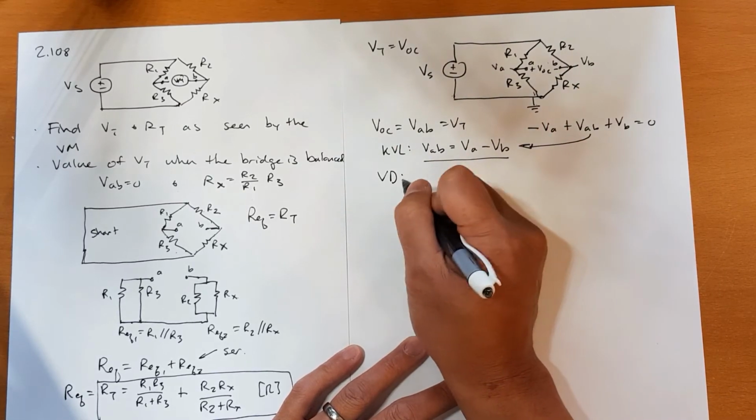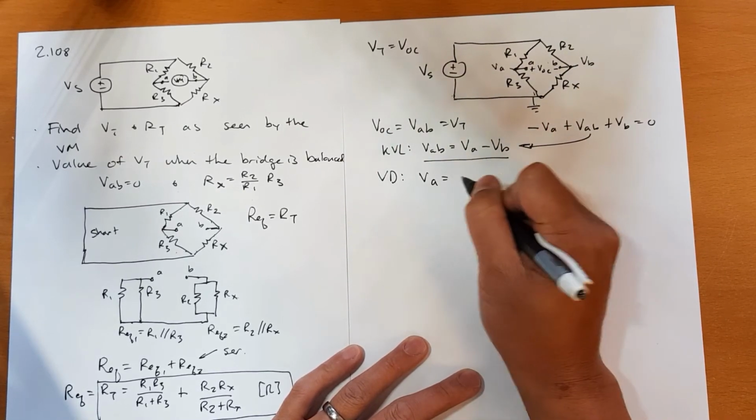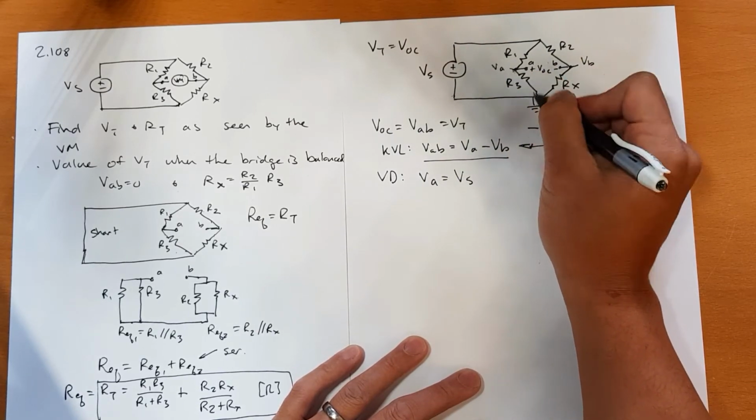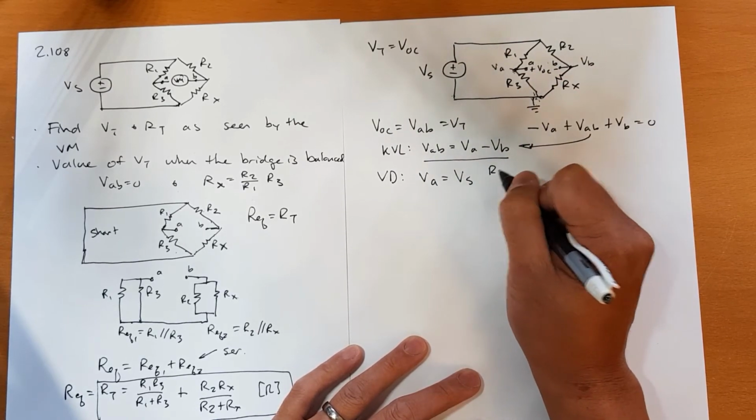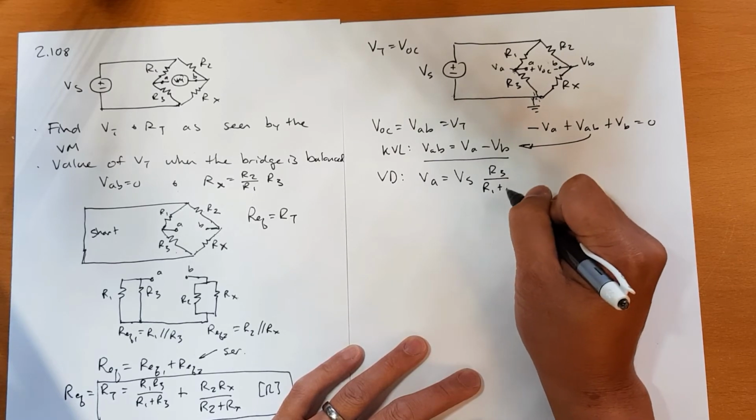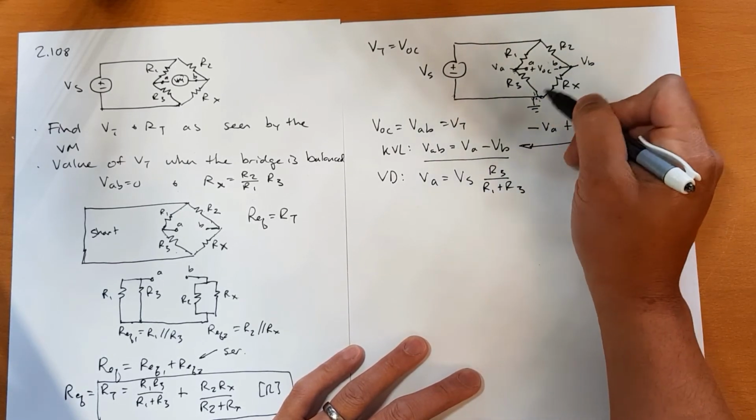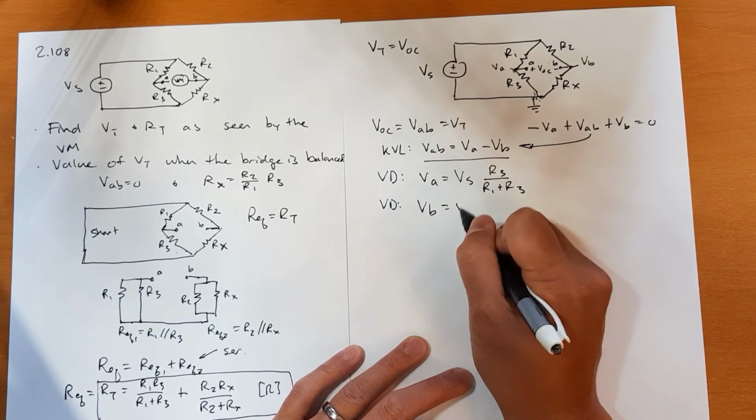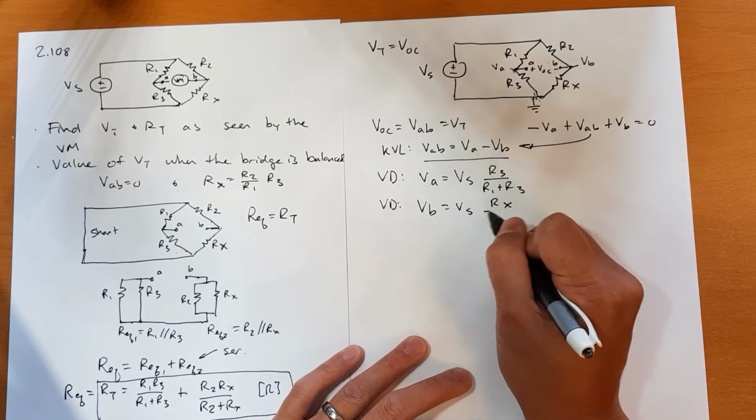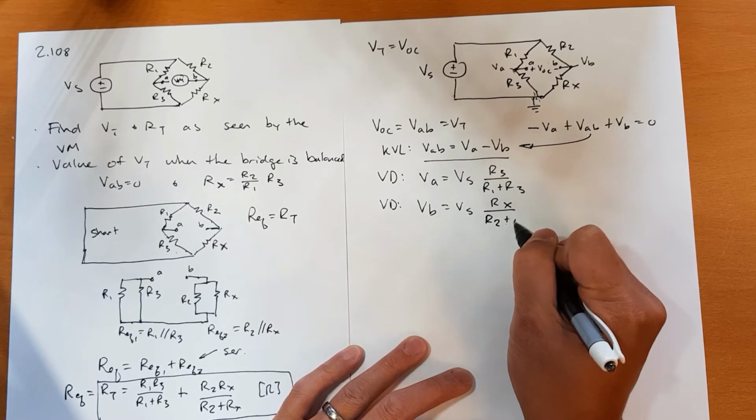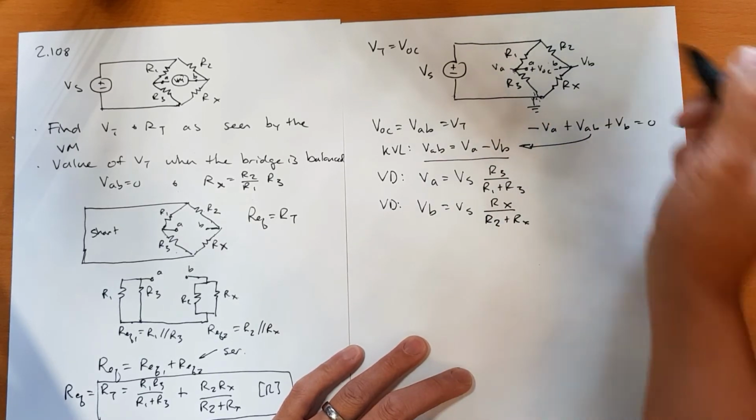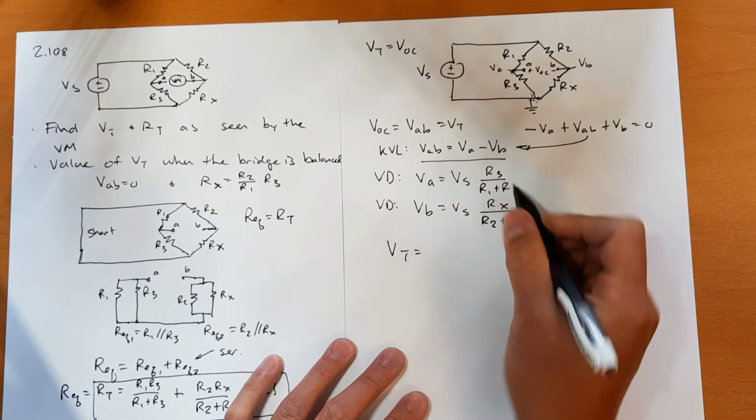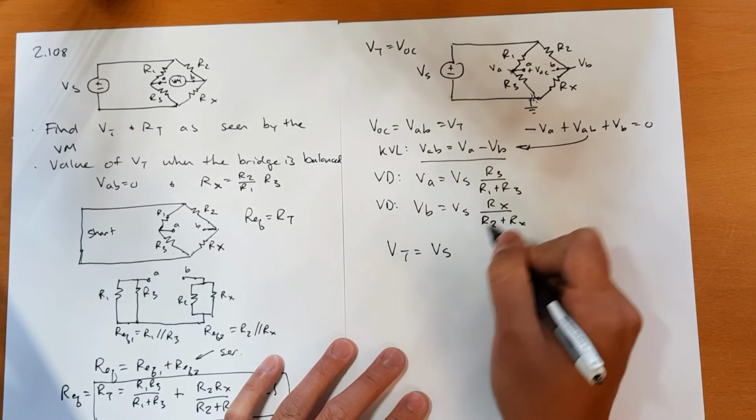Screams voltage divider. So VA is equal to the source voltage times the resistor for the voltage we're looking at, R3 in this case, over the sum. Okay, and then VB is the same pattern. VB, voltage divider again, equals VS times RX over R2 plus RX. Good.